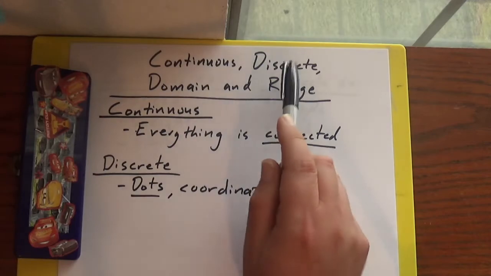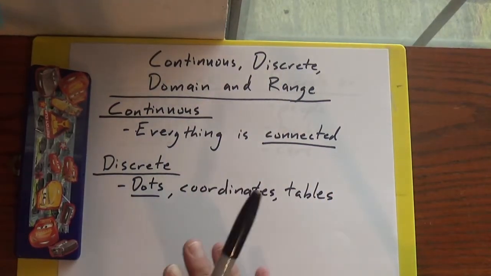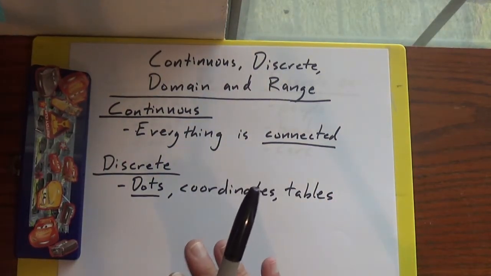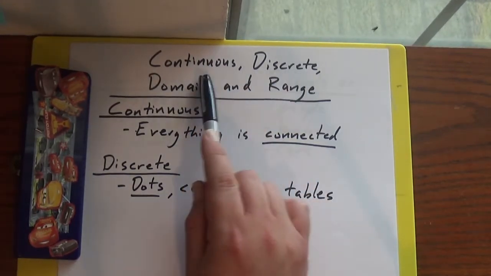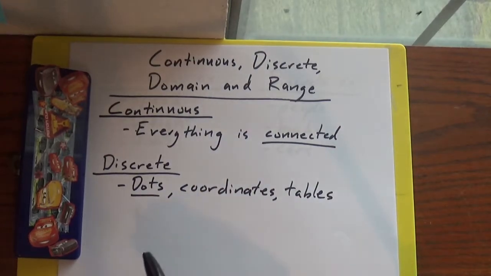But a lot of books want to put continuous, discrete, domain, range, and if it's a function, not a function, if it's a line or not a line, all in the same thing. That's just too many concepts in one lesson. So first, we're just going to worry about continuous and discrete.